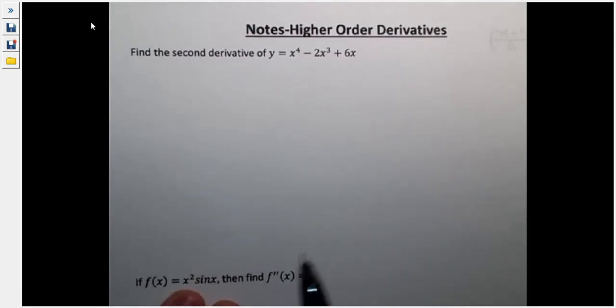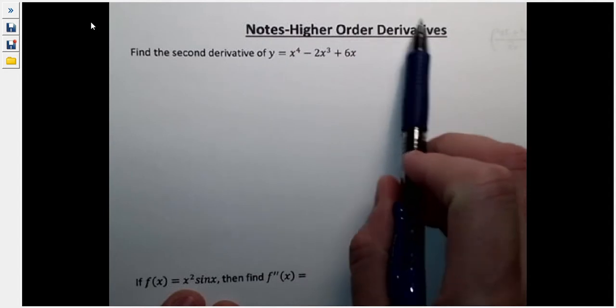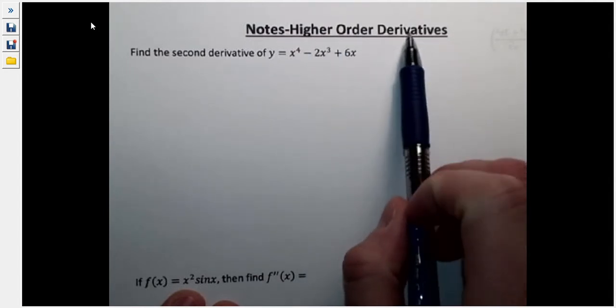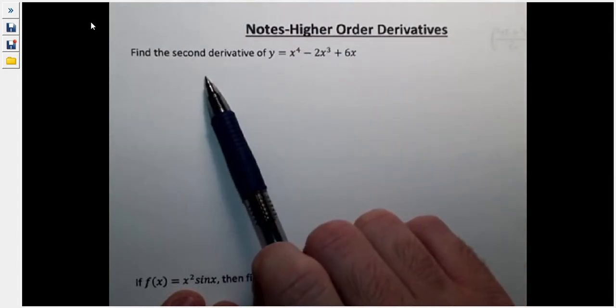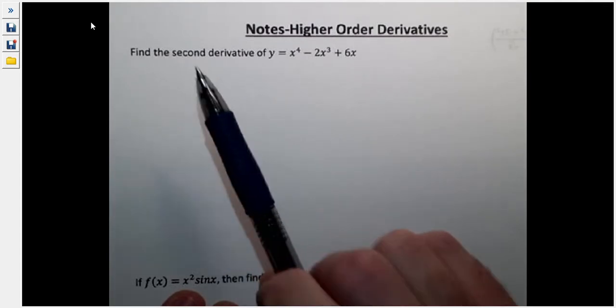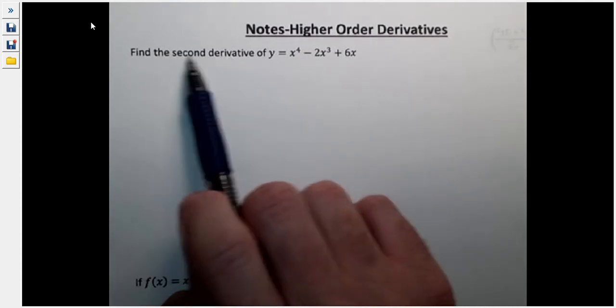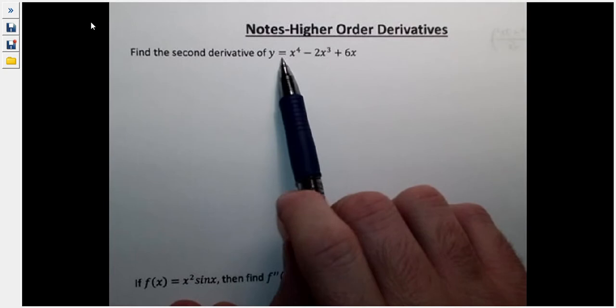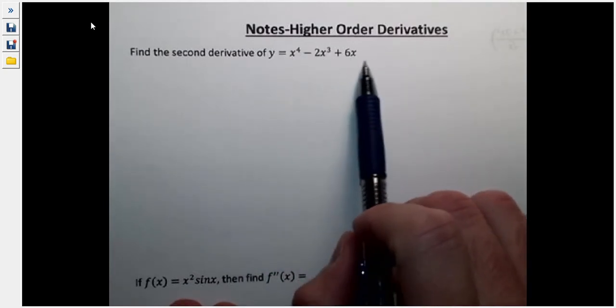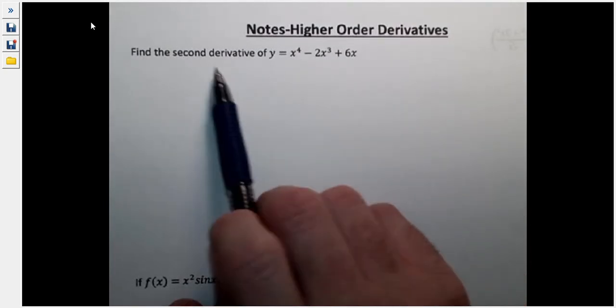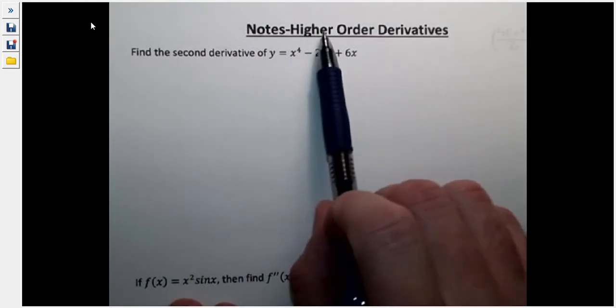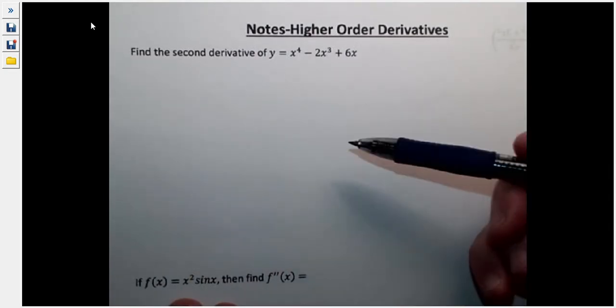So today we're going to be talking about higher order derivatives. Okay, so basically we've been focusing on first derivatives just to get used to the rules. But now I want to talk about second, and then we'll talk about third derivatives and fourth derivatives later. Okay, but basically higher order derivatives is when you repeatedly take the derivative of a function.